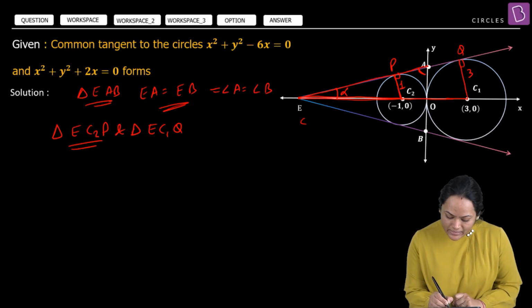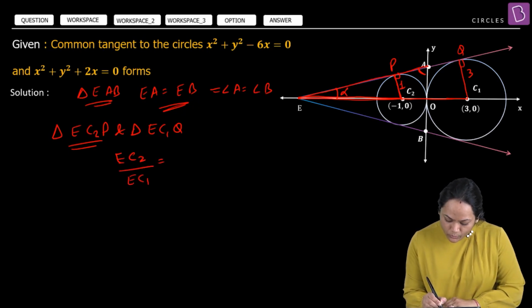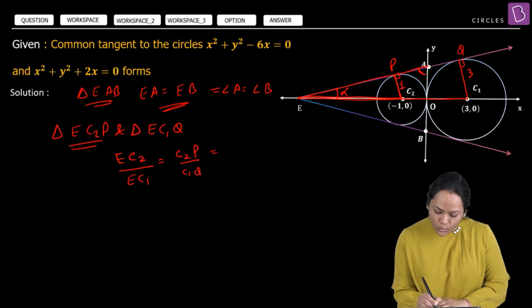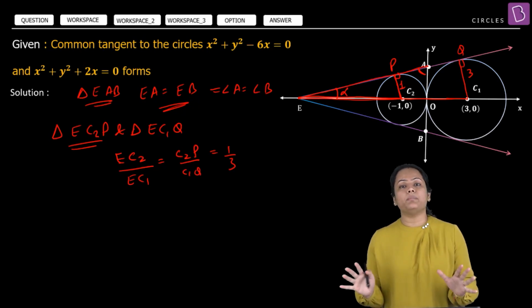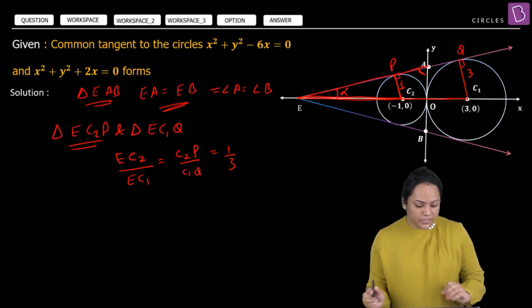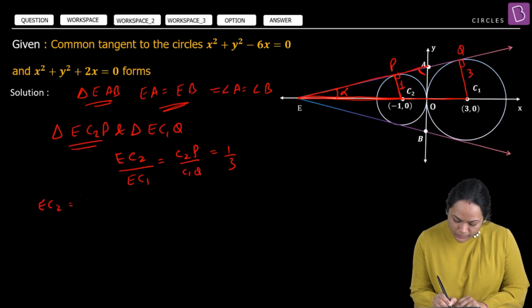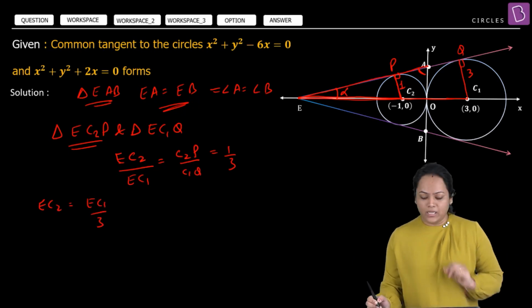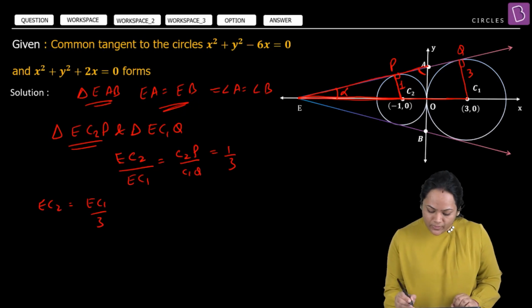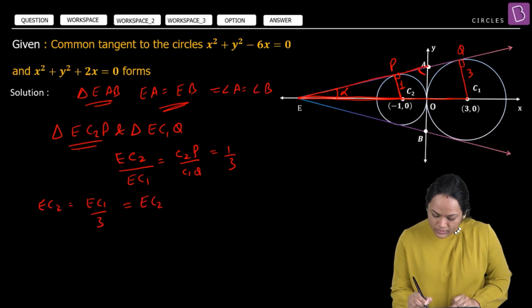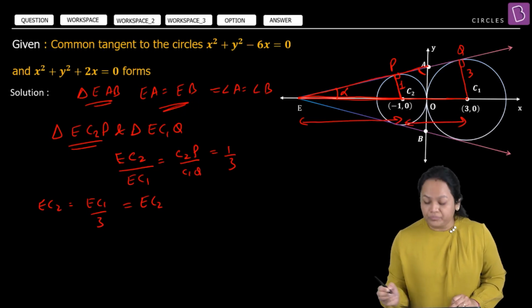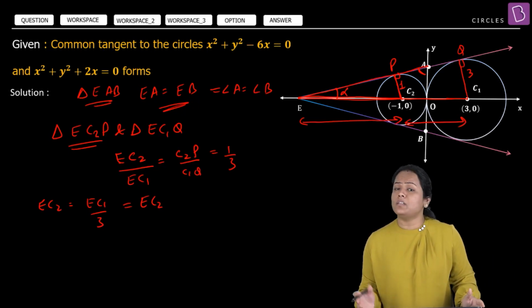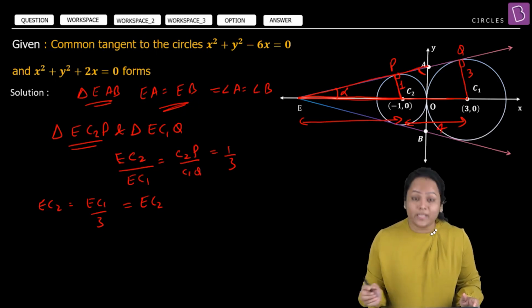So I can say EC2 divided by EC1 will be equal to C2P divided by C1Q. And C2P divided by C1Q is 1 by 3. Right? We have just applied similarity of the triangles. So from here, I can say that EC2 will be equal to EC1 by 3. Now, what is EC1, guys? Well, EC1 can be written as EC2 plus C1C2. And what is C1C2? The distance between the centers, which you can easily find out is actually 4.